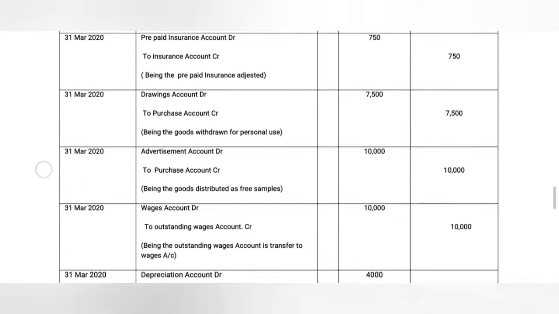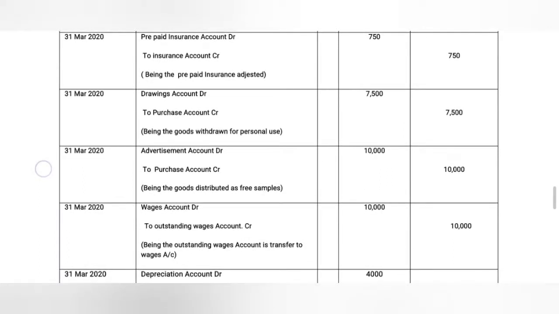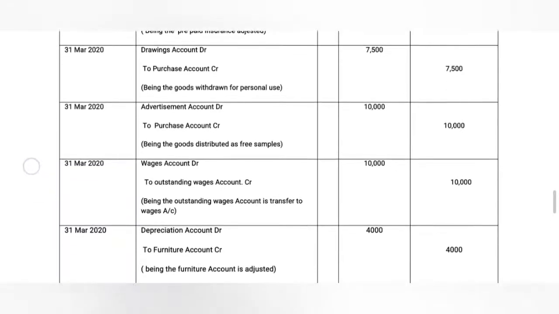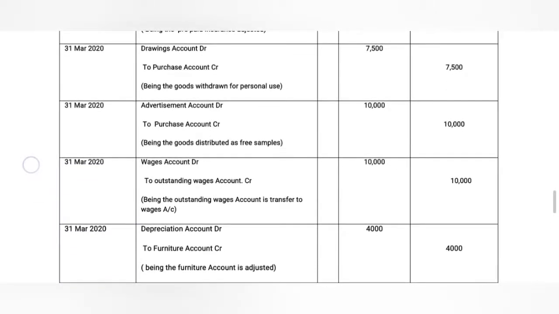Now coming to the drawings account, drawings for personal use of business goods. Here goods are taken for personal use, that's the reason the purchase account is credit. Why? Because the goods of the business are decreased. Now coming to another transaction, it is free samples. Here it is like an advertisement expenditure, that's the reason we debit advertisement. And the purchased goods are used for selling purposes, that's the reason the purchase is credit. Why? Because the purchase of goods is decreased in the business.